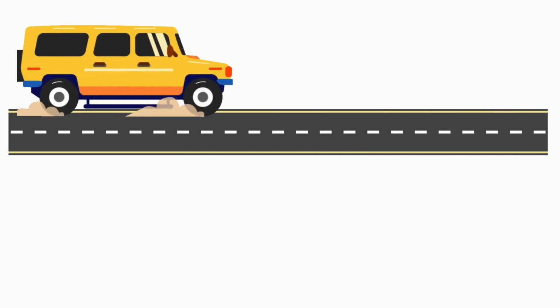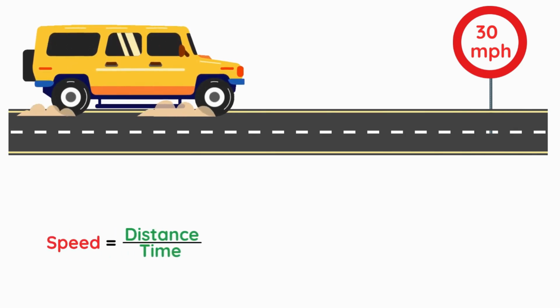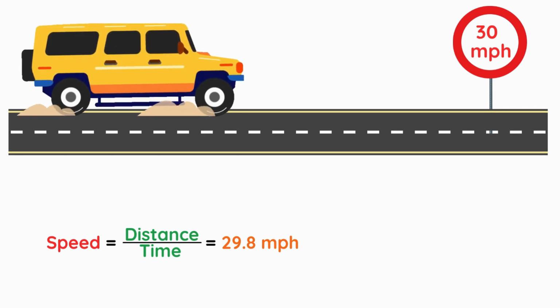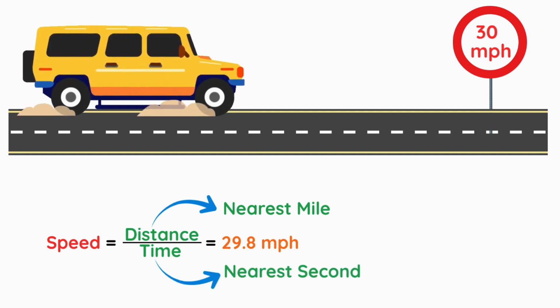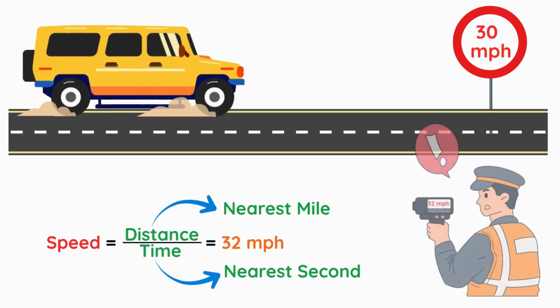Imagine you're driving down a road with a strict 30 mph speed limit. Your car's GPS tracks your distance and time, calculating your speed as exactly 29.8 miles per hour. Safe, right? Well, not necessarily. If that distance tracker rounds down to the nearest mile and the timer rounds up to the nearest second, your actual speed could easily be over 32 miles per hour, enough to trigger a speed camera.